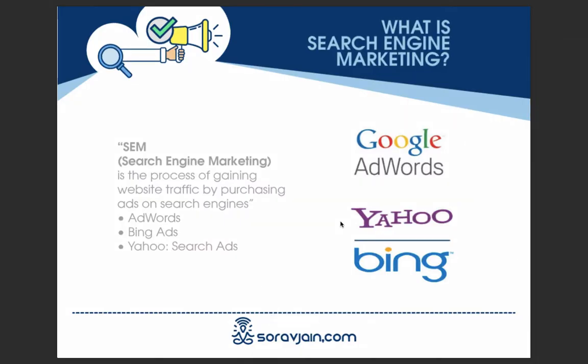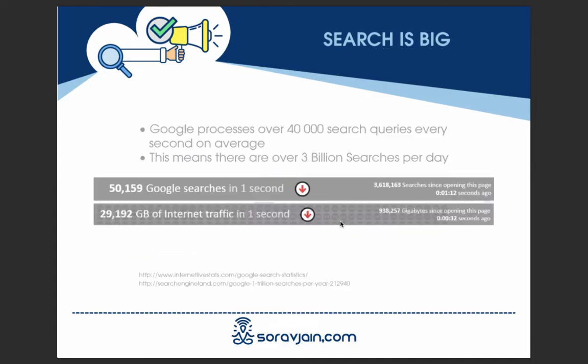Now, search engine marketing is about running your advertisements on platforms like Google, Yahoo, Bing. In the past, we used to run advertisements across various other search engines. There are close to hundreds of search engines out there, but some of the popular ones are the ones which are listed here. Now, search engine marketing is the process of gaining website traffic by purchasing ads on search engines, which would be Yahoo ads, Bing ads, or Google advertisements.